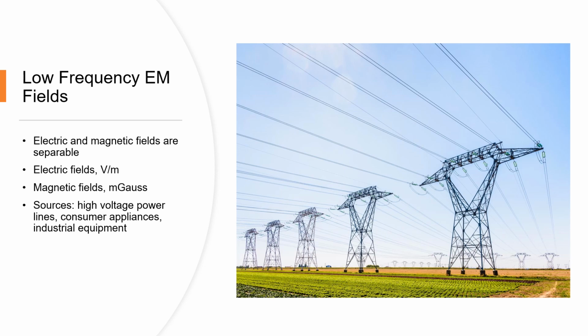And then at the lowest end of the electromagnetic spectrum is extremely low frequency electromagnetic fields. So electric and magnetic fields are separable. You can measure electric fields in volts per meter and magnetic fields in milligauss. Some common sources of extremely low frequency radiation are high voltage power lines, various consumer appliances, and industrial equipment.